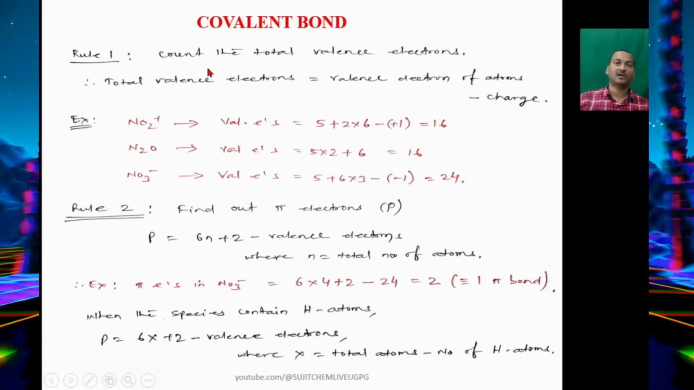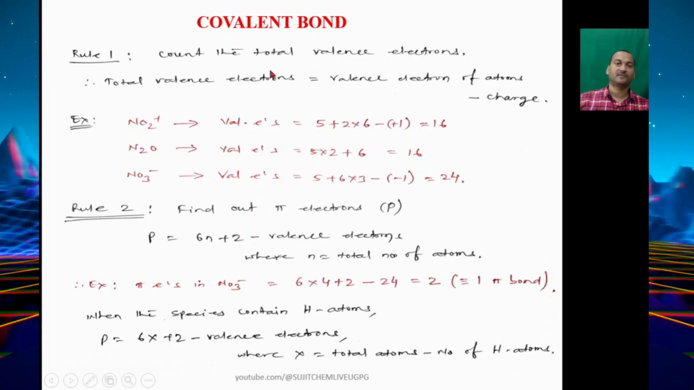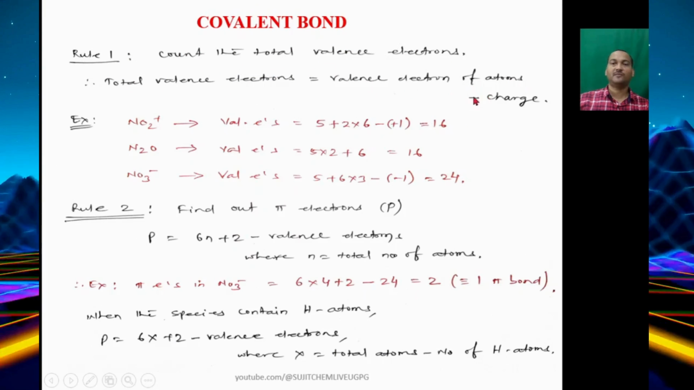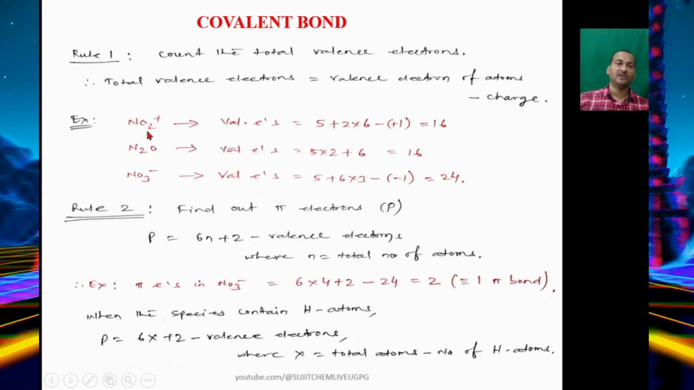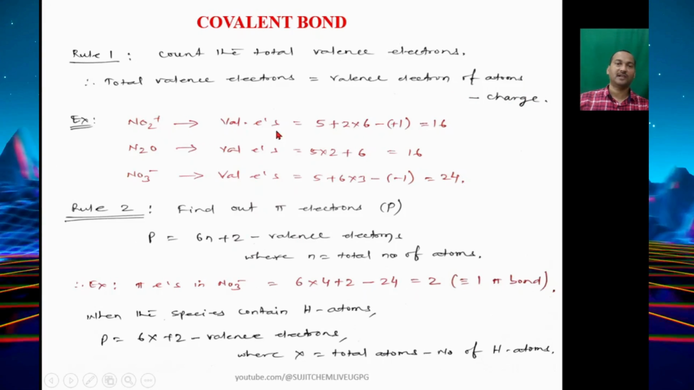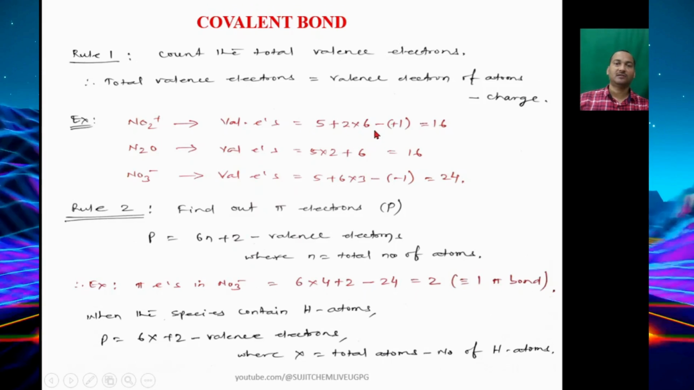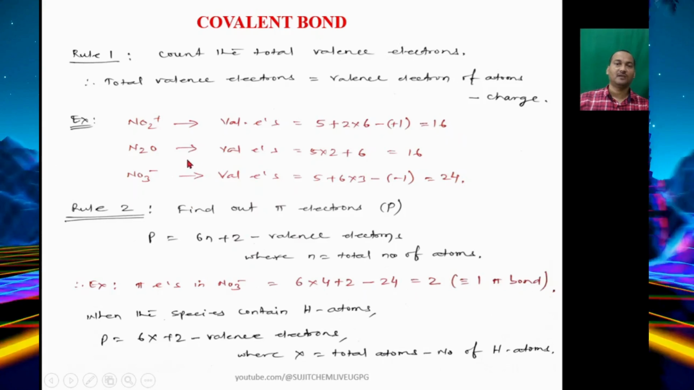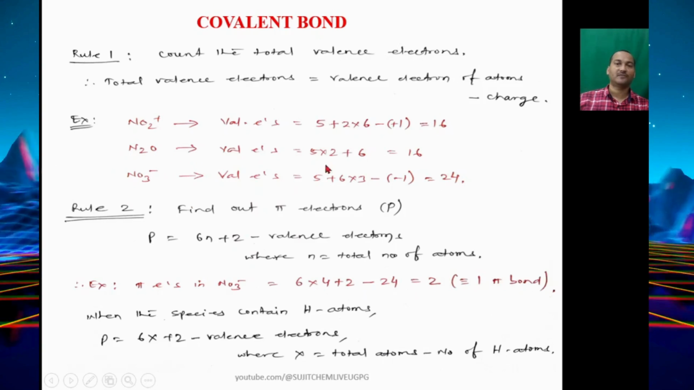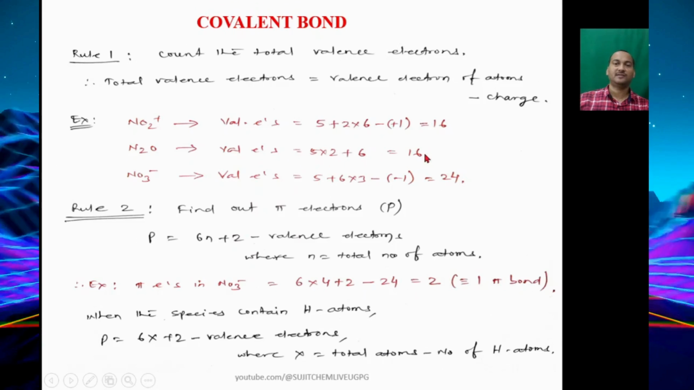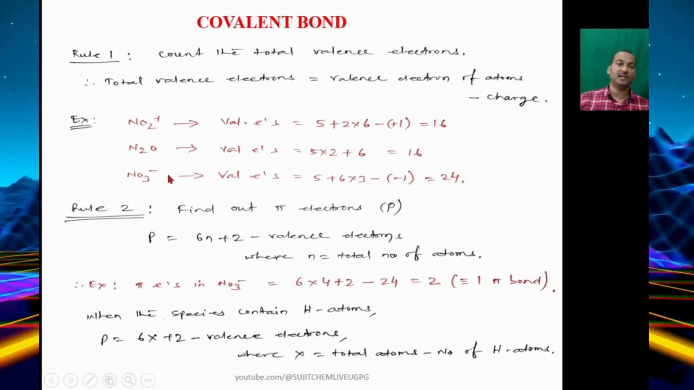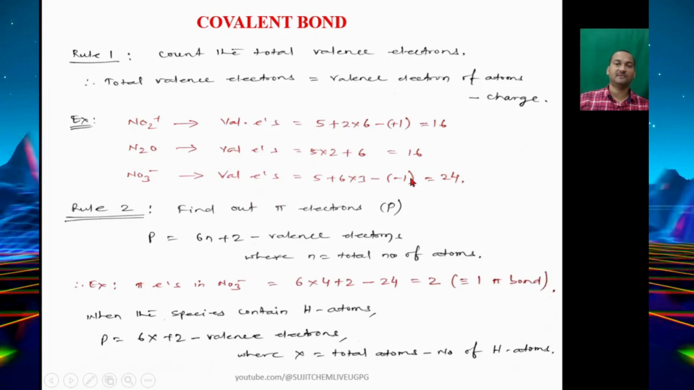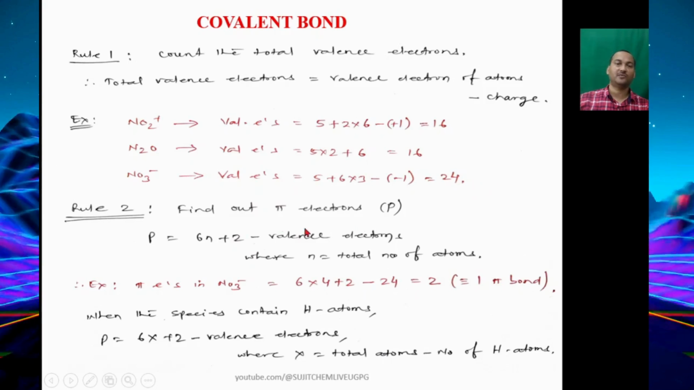Rule number 1, count the total valence electrons first. Total valence electron equals valence electron of the atom minus charge. So if it is NO2 plus, then total valence electron minus the charge, plus 1. So here it is 16. In case of a neutral molecule, it is only the number of valence electrons. And in case of a negative ion, the valence electron count is this, minus the charge of minus 1. So here it is 24.